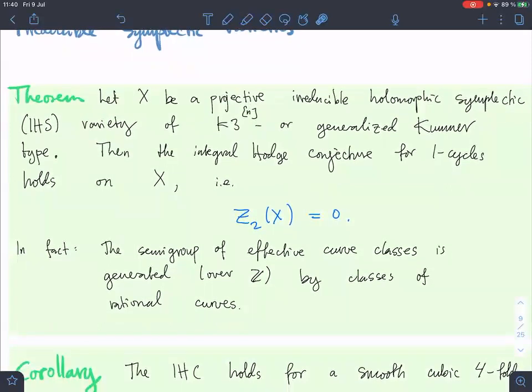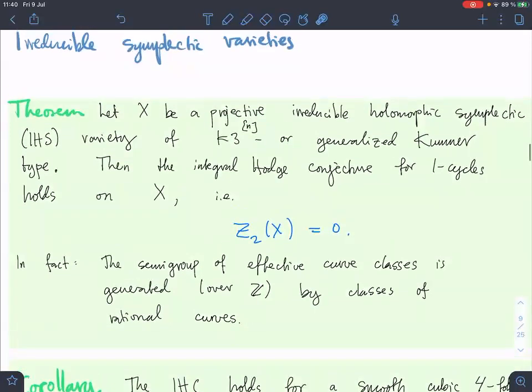Yeah, so maybe what I didn't say was what it means for a variety to be of K3^[n] type: it means deformation equivalent to the Hilbert scheme of a K3, not necessarily on the nose the Hilbert scheme.